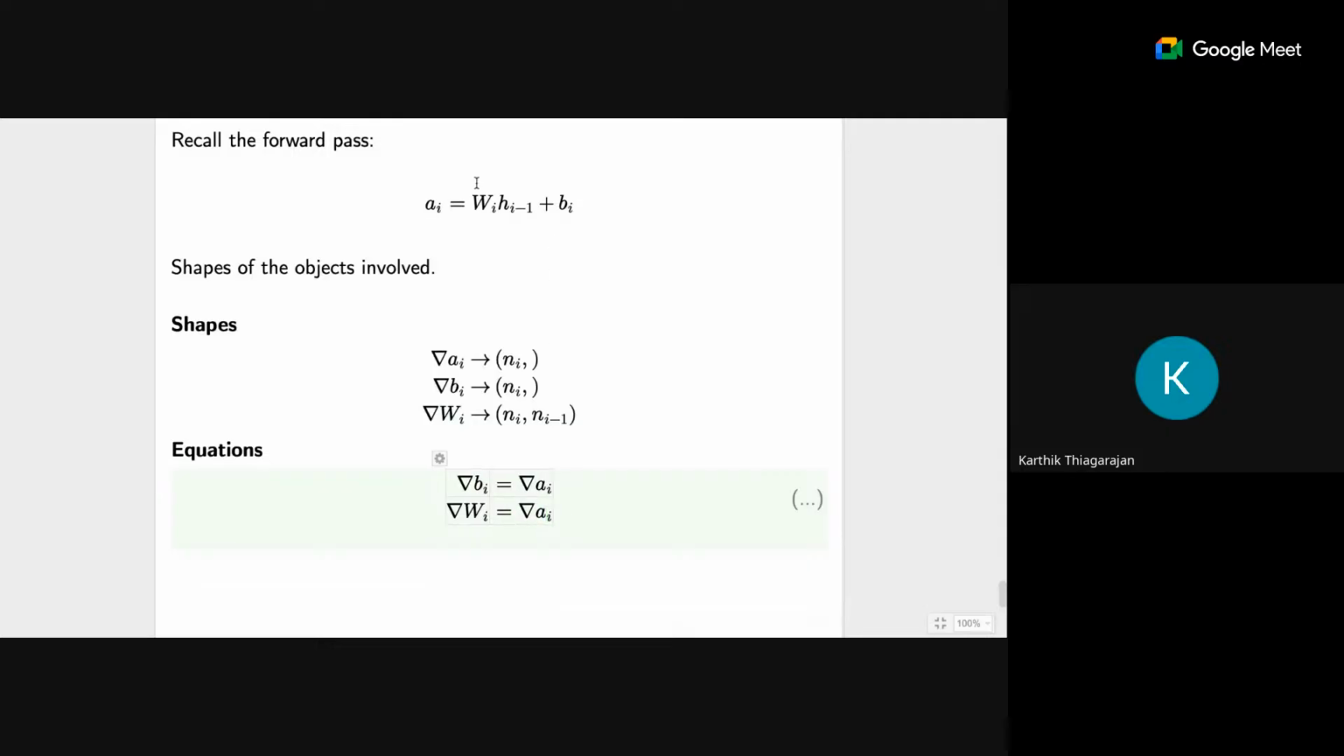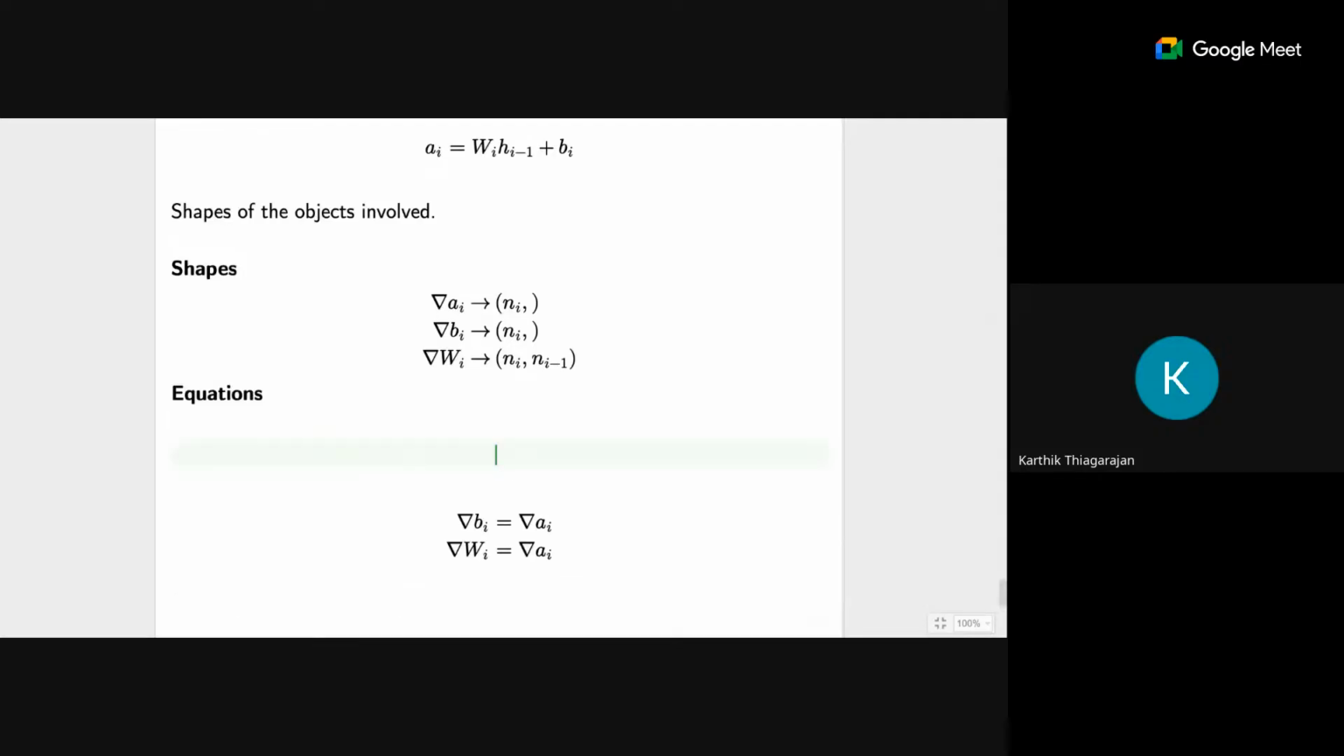I already know a_i. So that is the information coming to me from the right. That is the gradient of a_i. And notice that the gradient of a_i is giving me shape N_i. Okay. So that should be on the left. It's a matrix. Think of this as an N_i cross 1 matrix. That is what I have. Now, if I want N_i cross N_{i-1}, I have to multiply this with a matrix of shape 1 cross N_{i-1}.